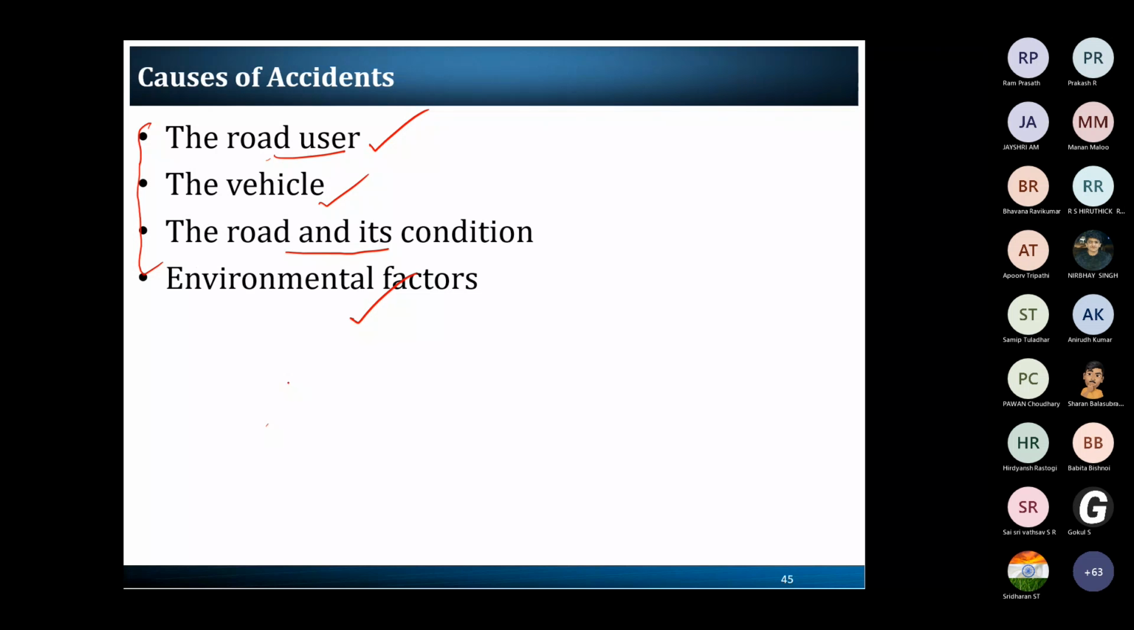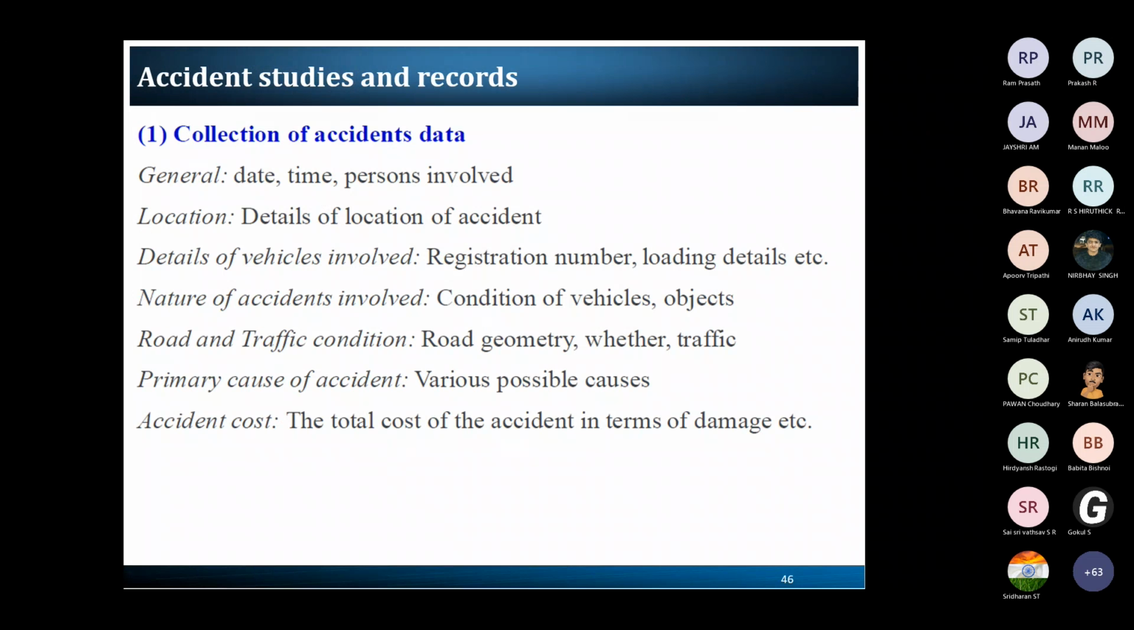Once road accidents happen, how are we studying or recording that data? Typically, the data report is classified into different categories, like what time it happened, who the people involved are, which location the accident happened at, what vehicles were involved, what type of accident, whether it's a head-on collision or a side swipe, and what the road conditions and traffic conditions were when the accident happened. Actually, what is the prime reason, whether drinking alcohol, overspeeding, or any issue with the road condition? What the primary cause is can be collected. Finally, what the cost loss was due to the accident. So all this general data is collected when an accident happens.